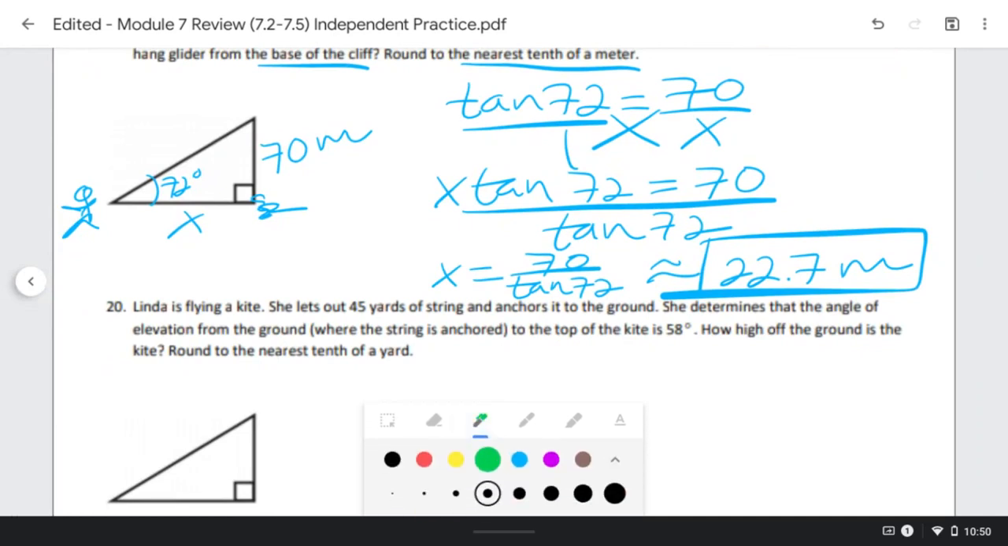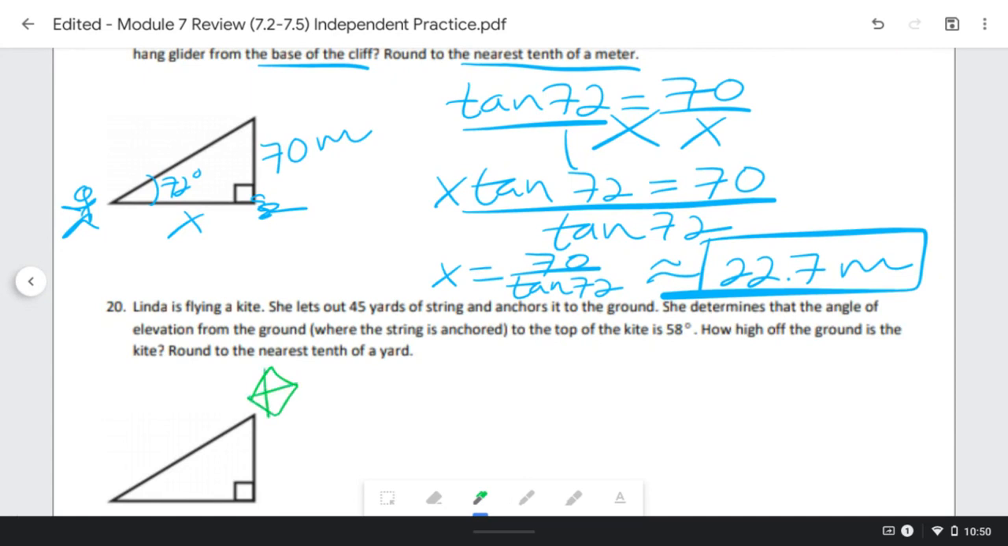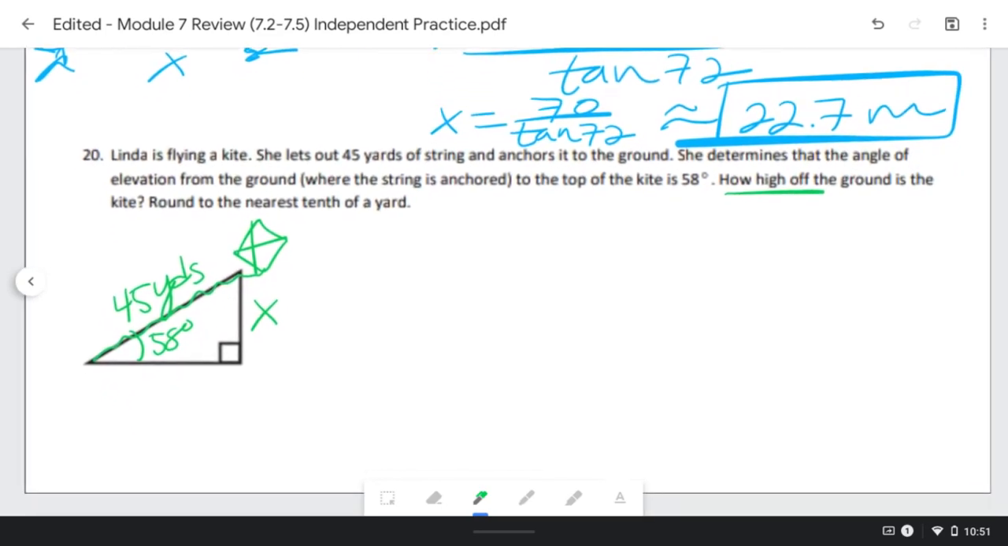And last one, Linda is flying a kite. So obviously the kite's going to be up there. She lets out 45 yards of string and anchors it to the ground. So this is 45 yards because it's the little string that's holding up the kite. She determines that the angle of elevation from the ground to the top of the kite is 58 degrees. How high off the ground is the kite? So high, top, tall, that's going to be my height of the triangle.